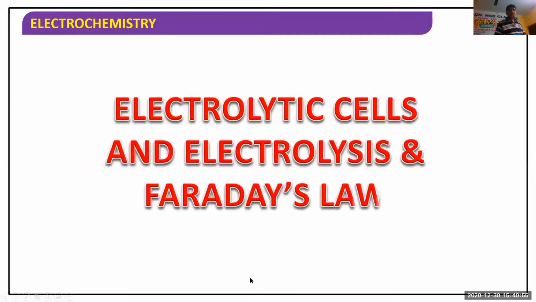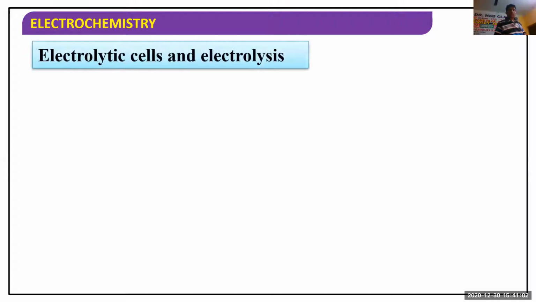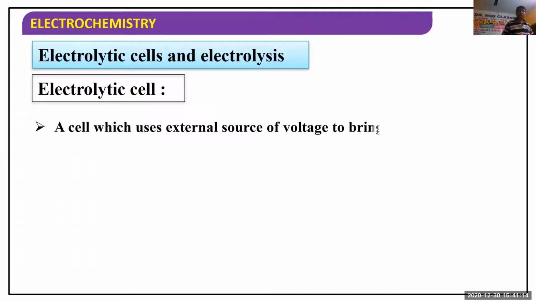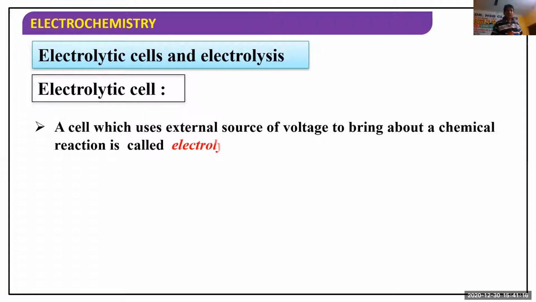Okay, so let us consider electrochemistry and electrolytic cells and electrolysis and Faraday's laws. So electrolytic cell and electrolysis. What is an electrolytic cell? A cell which uses an external source of voltage to bring about a chemical reaction is called an electrolytic cell. It is an electrochemical process also.